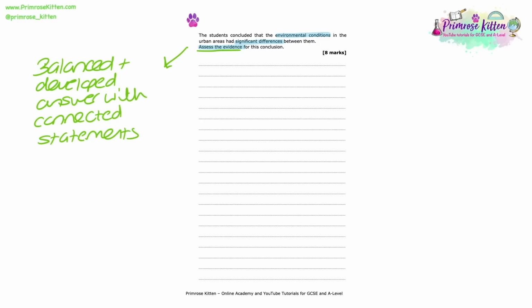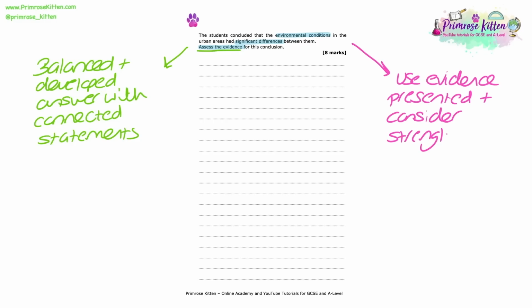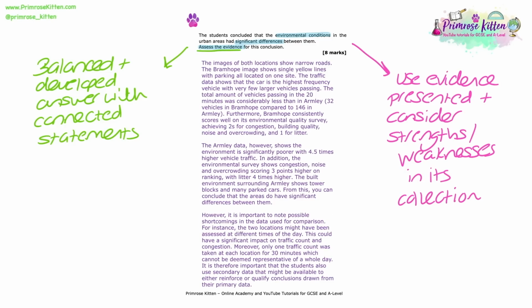In assessing the conclusion reached and the use of evidence, you need to ensure that you are using the data provided and considering the strengths and weaknesses of its collection. Possible points to include in your answer might be that the images of both locations show narrow roads.